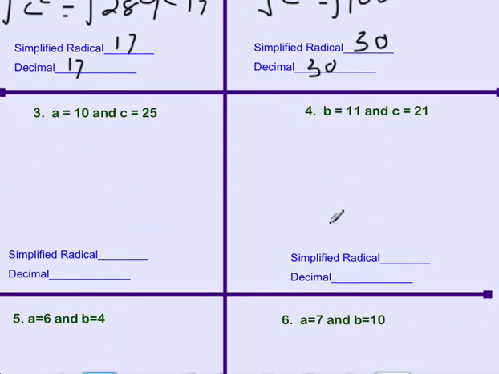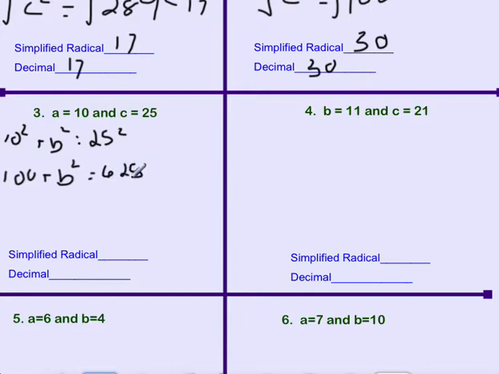So that means when we get a perfect square, our whole number and our simplified radical are going to be the same. Now, taking a look at number 3, we have A and we have C. What we don't know is one of our legs. So what I have is 10 squared plus B squared is equal to 25 squared because I don't know what B is. So I get 100 plus B squared is equal to 625.